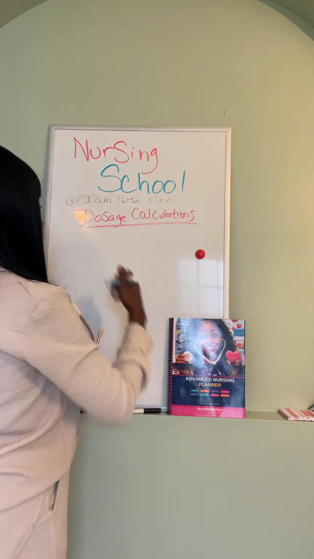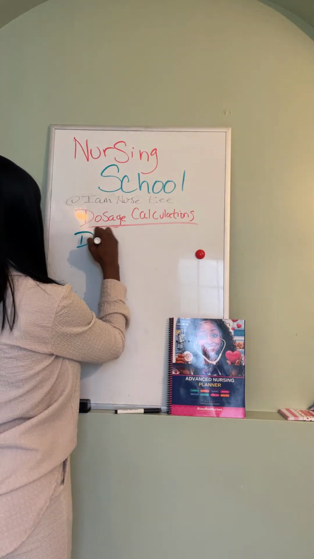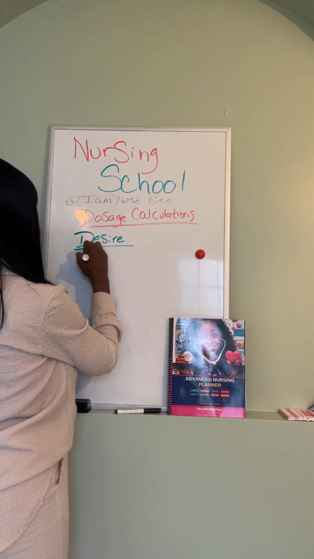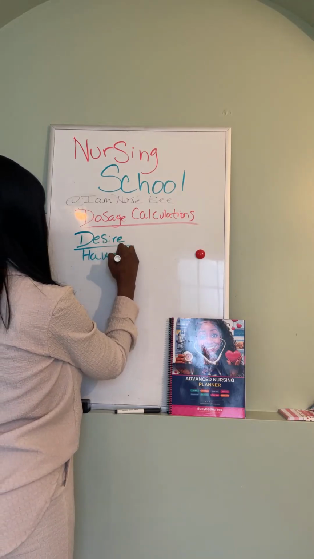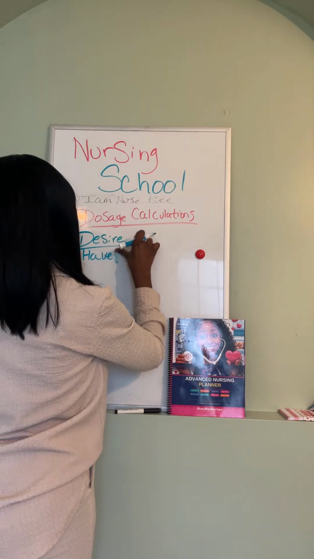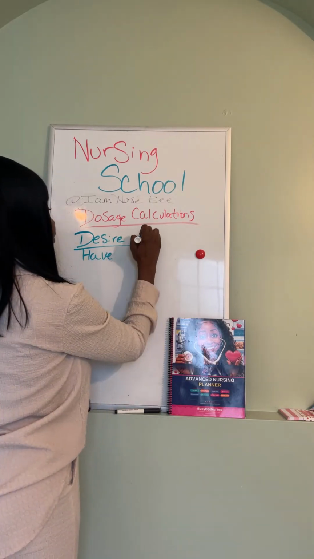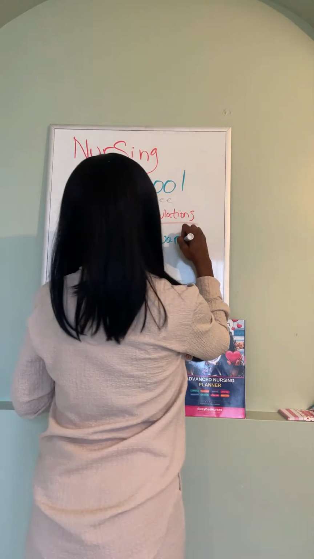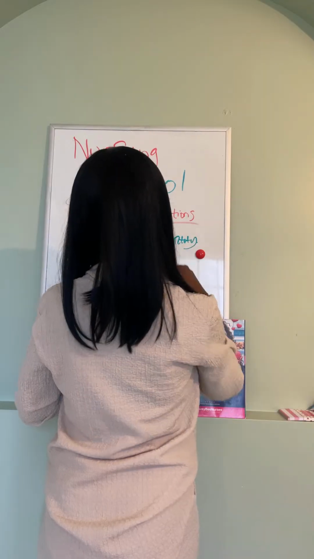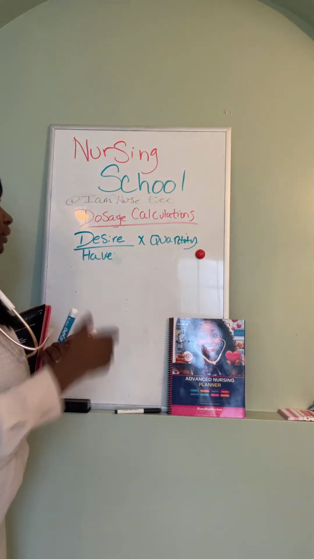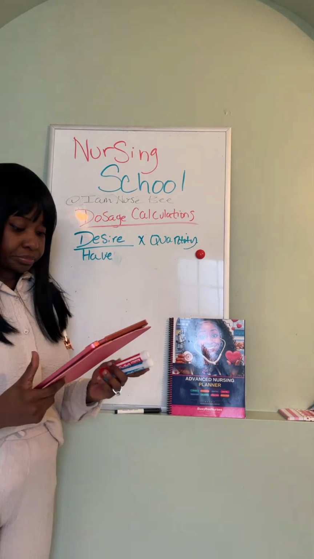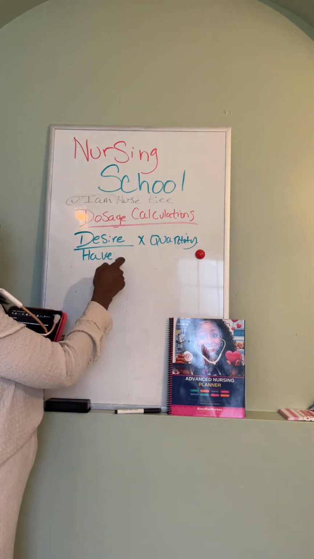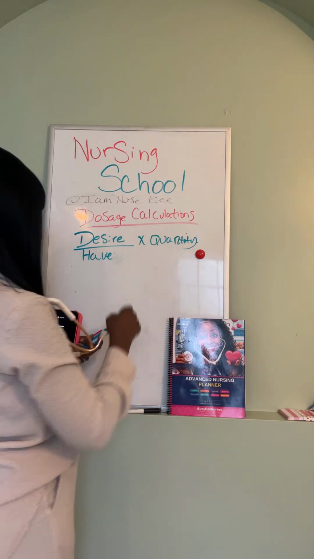So the formula is desired over have, times the quantity. Desired over have times the quantity. You guys get the gist of it.